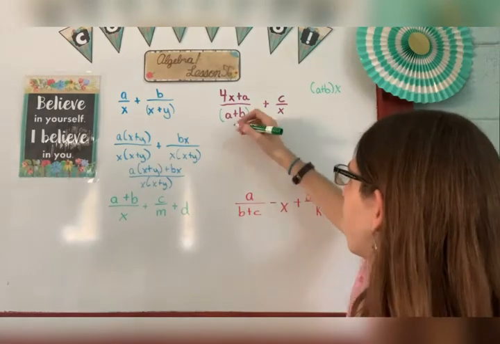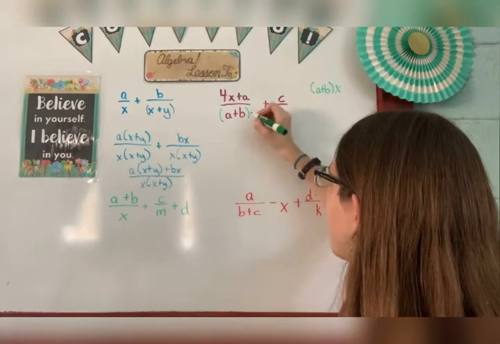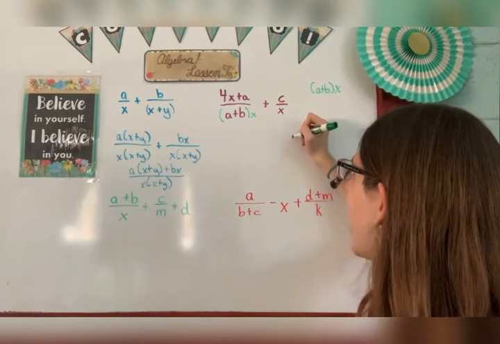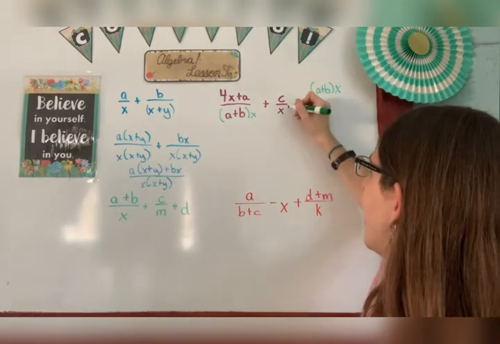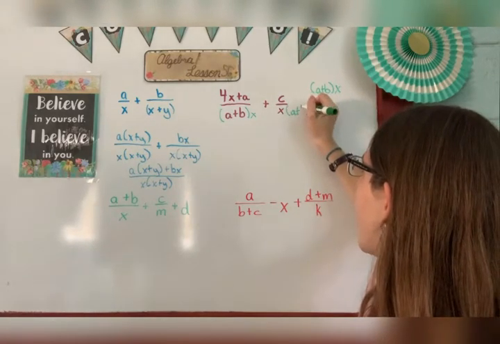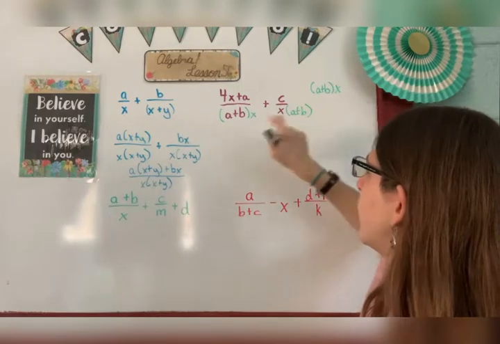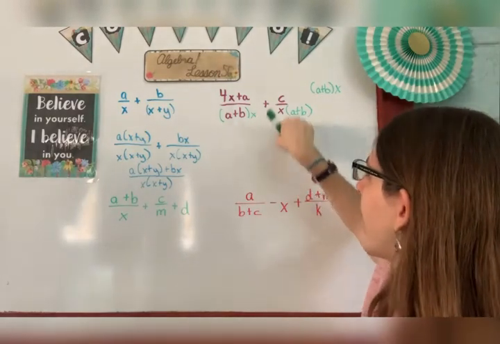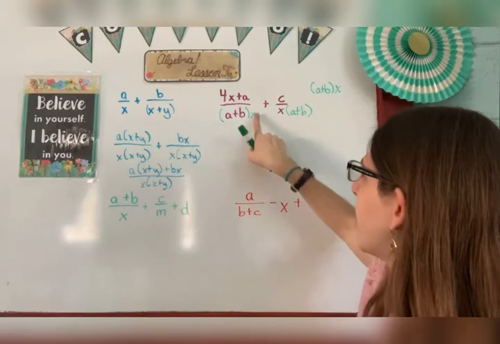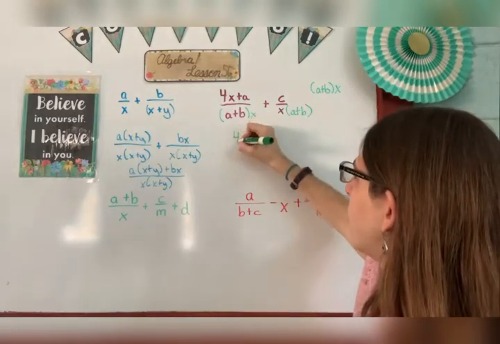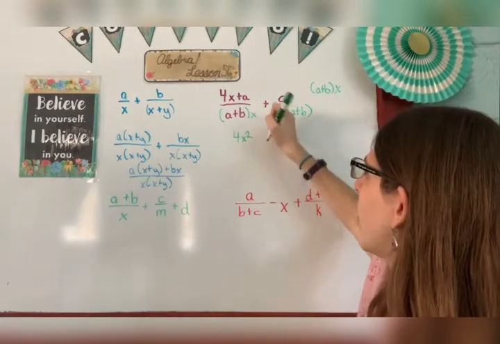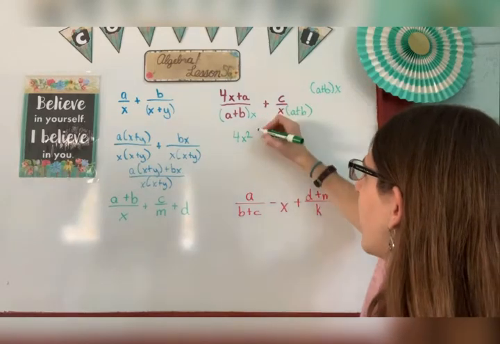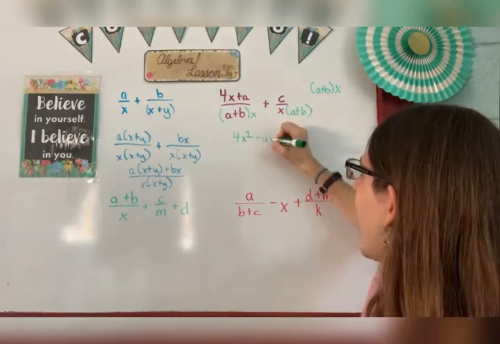So this particular fraction I have to multiply by x so that it becomes a plus b times x. This one I have to multiply by a plus b. So whatever I multiply the denominator by, I have to then multiply the top by. So this top becomes 4x squared, because 4x times x is 4x squared, plus ax.